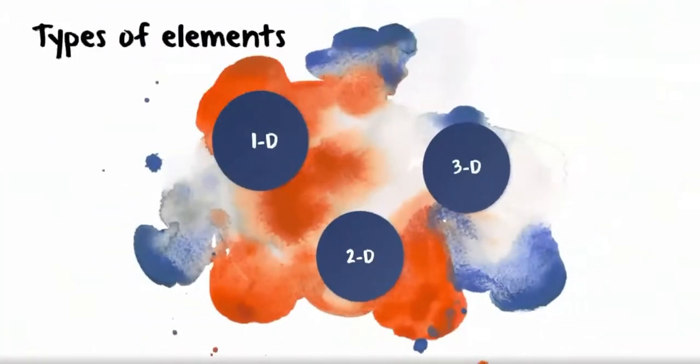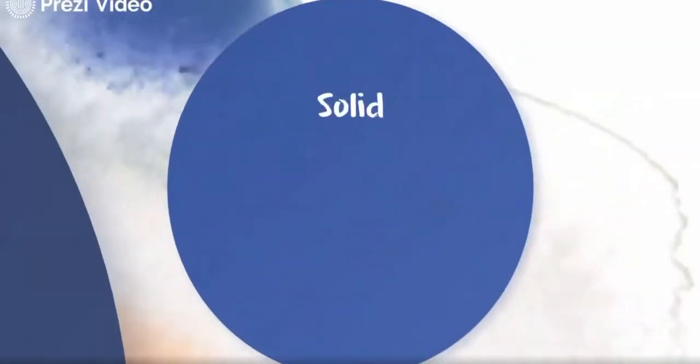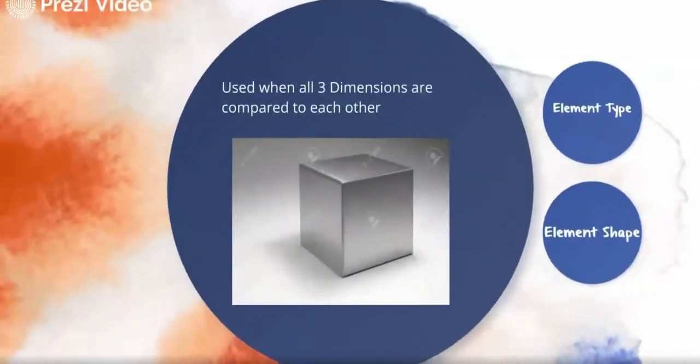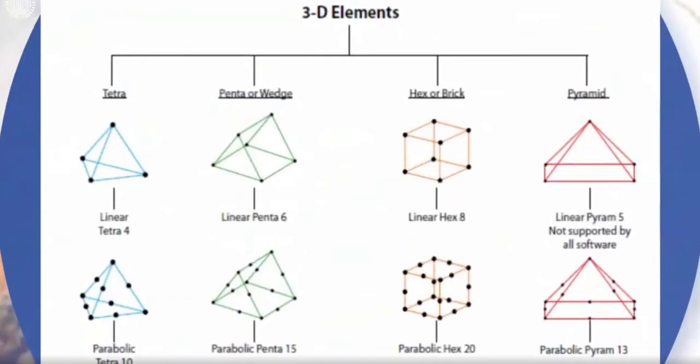Moving on to 3D elements. We use 3D elements when we are interested in results of all three dimensions. The element type is solid. The element shapes are tetra elements, penta or wedge elements, hexa elements, and pyramid elements. Same as in 2D, we also have linear and parabolic in 3D elements. We generally use tetra and hexa elements for most of the geometries.